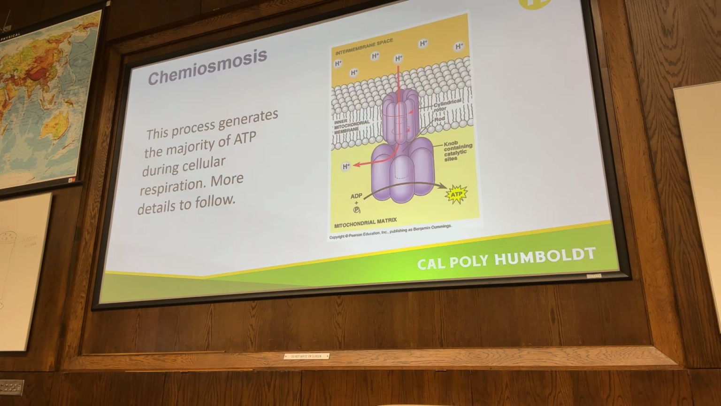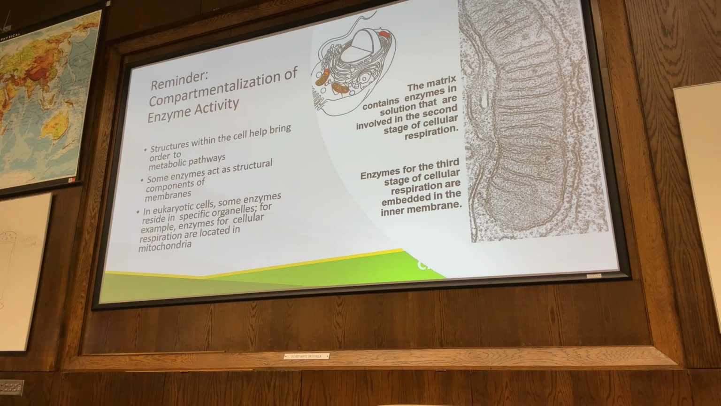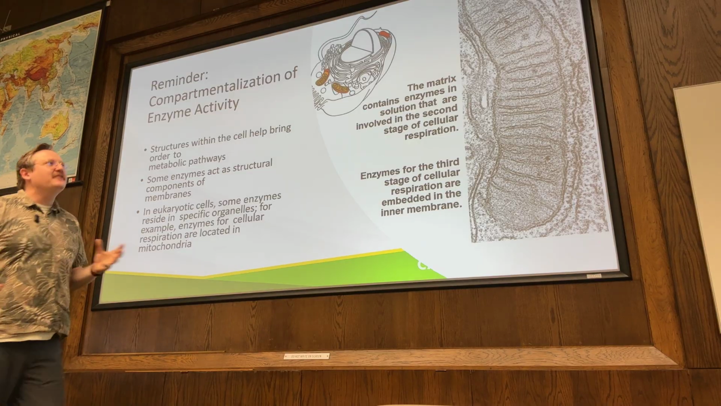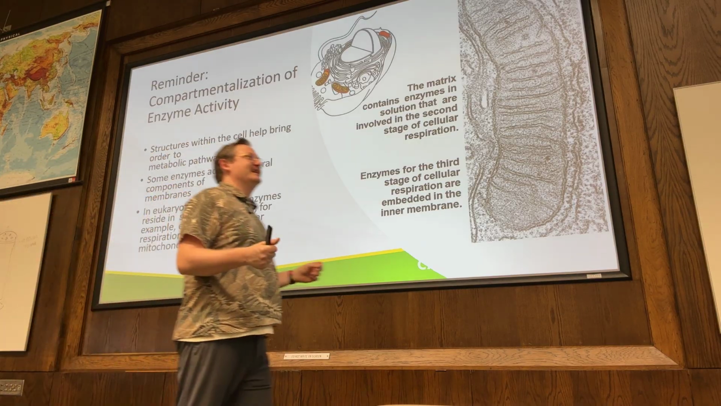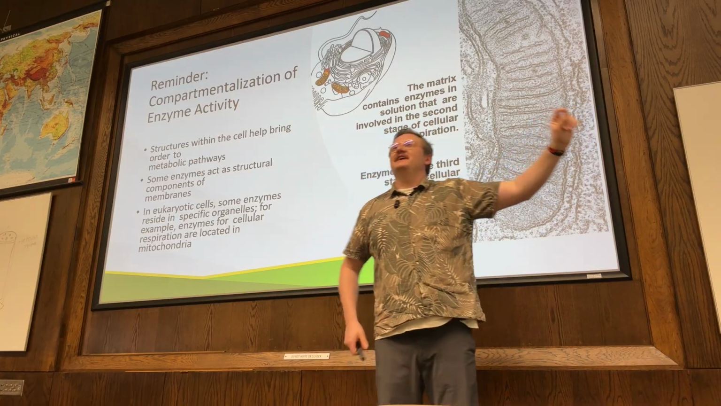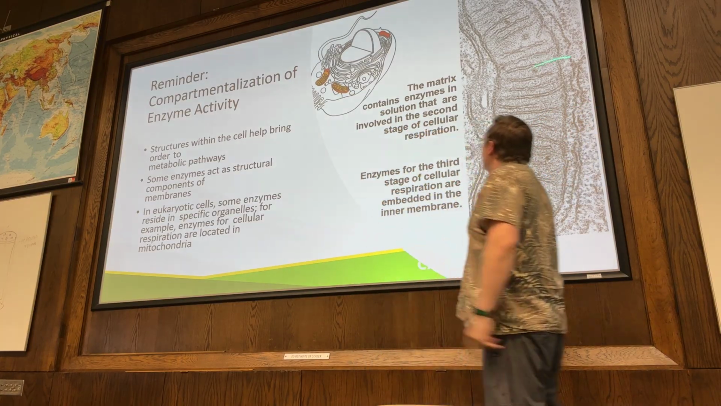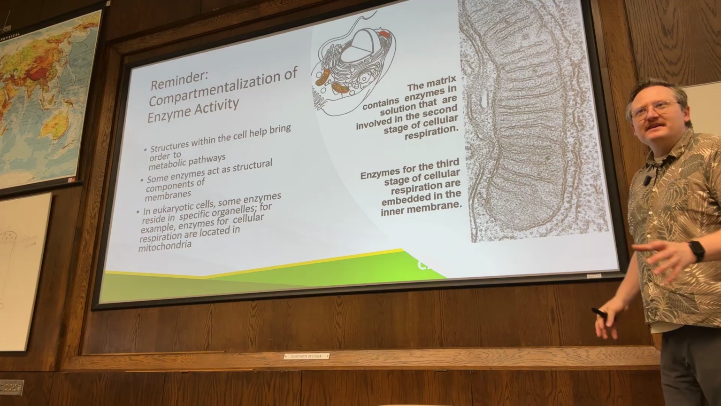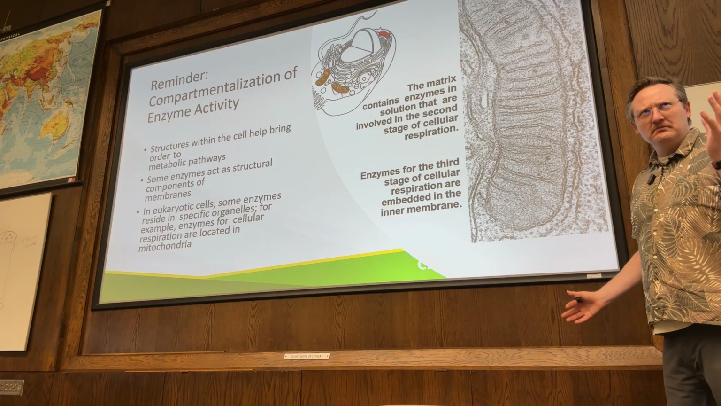In eukaryotic organisms, cellular respiration all goes on in the mitochondria, okay? At least the key steps. It's all about compartmentalization of enzyme activity. You have all these metabolic pathways responsible for cellular respiration, and you put all the enzymes involved into a mitochondrion, and that means you're doing it in the mitochondrion.